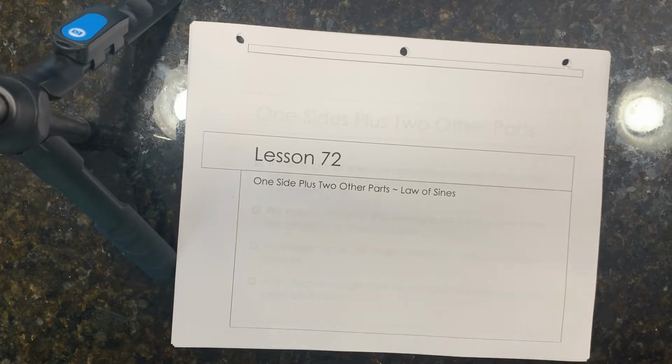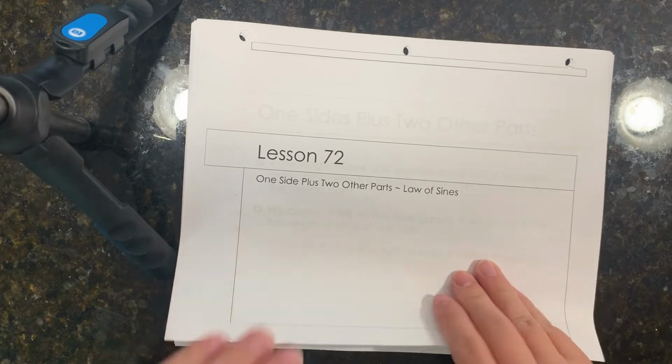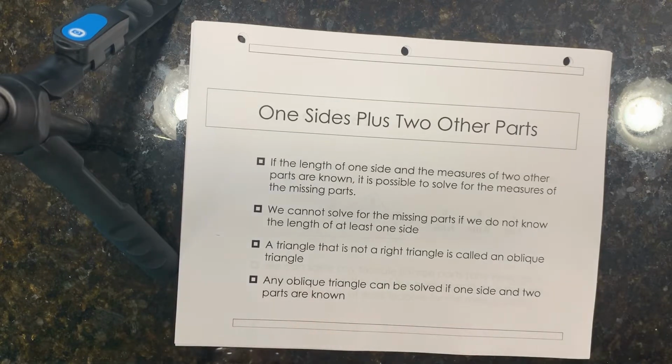What one side plus two other parts means is that if the length of one side and the measure of two other parts are known, it is possible to solve for the measure of the missing parts. So if you have one side plus two other sides, or one side plus two angles, or one side plus one angle and one side, we're able to solve for all of the other missing parts. We cannot solve for missing parts if we do not know the length of at least one side. So it has to be one side plus two other parts.